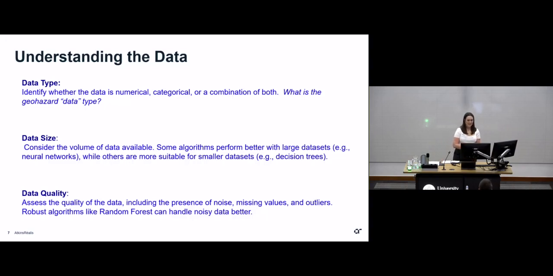So include the presence of noise, missing values, anything like that. I just literally said, robust algorithms like random forest can handle noise better, in terms of that old adage, rubbish in, rubbish out. Not really knowing what you're doing.